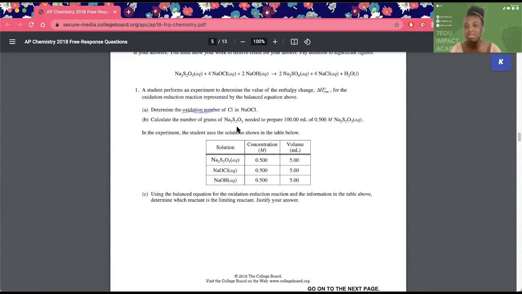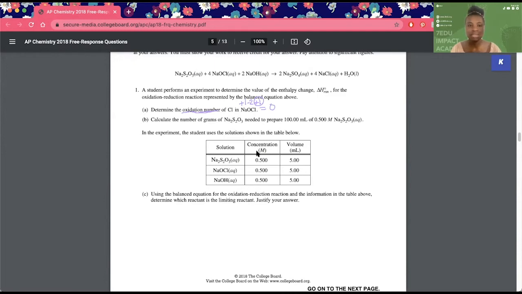We knew that for something like Na, that is in that first period on the periodic table, it would have a +1 charge. For oxygen, because this is not in a peroxide, this would be -2. And because this overall has a charge of 0, chlorine must have a charge of +1 for it to balance out to 0. So chlorine has a +1 oxidation number. Okay, so that's how that would look.